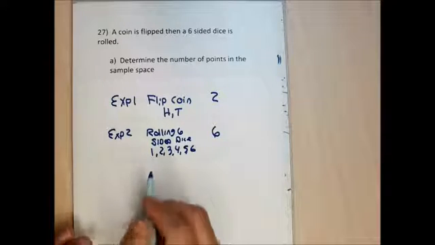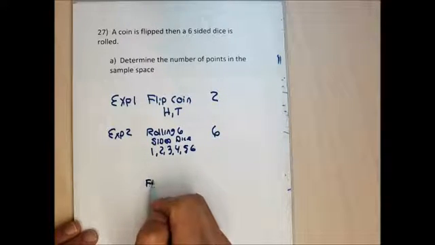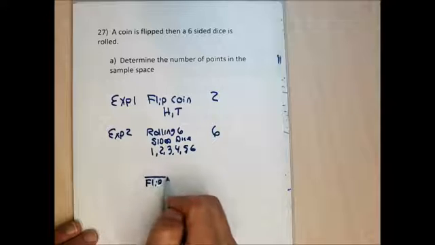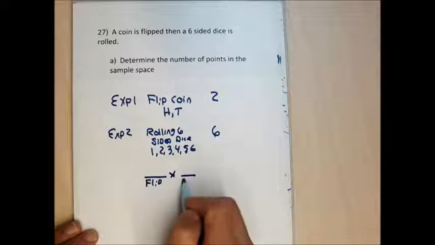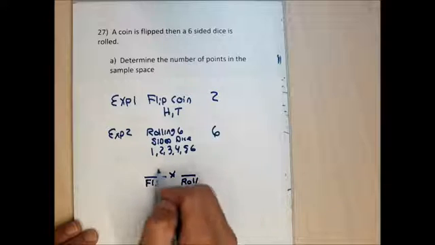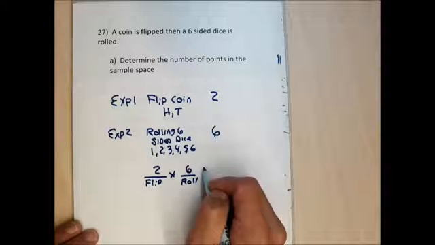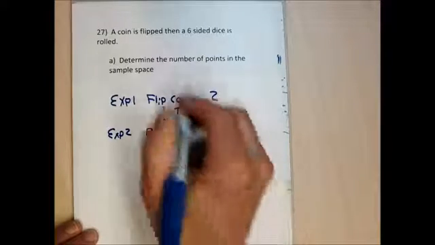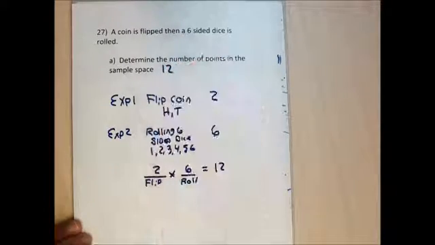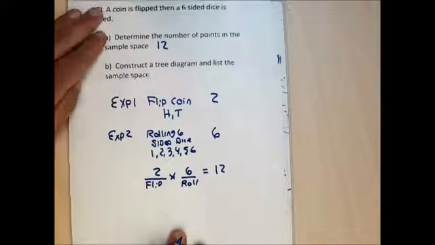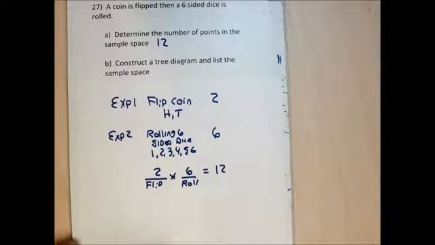The number of elements in the sample space is going to be computed when I multiply those 2 numbers together. There's 2 possible outcomes when I flip a coin. There's 6 possible outcomes when I roll a 6-sided dice. There's going to be 12 points in my sample space for all the possibilities of what you get when you flip a coin followed by what you get when you roll a dice. So pause the video, maybe try to construct the tree diagram and the sample space.